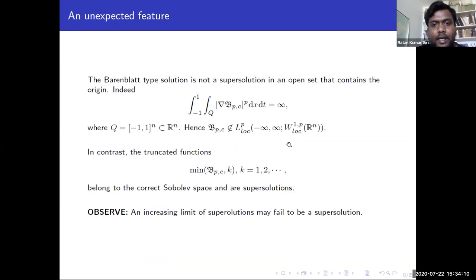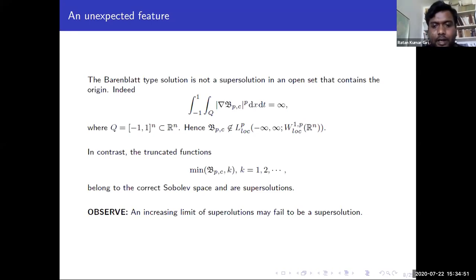But the thing is that it is not a super solution in any domain containing the origin, because it fails to belong to the correct Sobolev space due to the gradient term, because the gradient fails to integrate to the required power. So this example tells us that if you take the truncation, then it belongs to the certain Sobolev space and they are each a super solution. So this example tells us that the increasing limit of super solutions may not be a super solution.